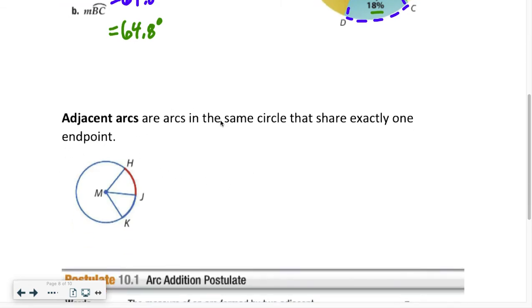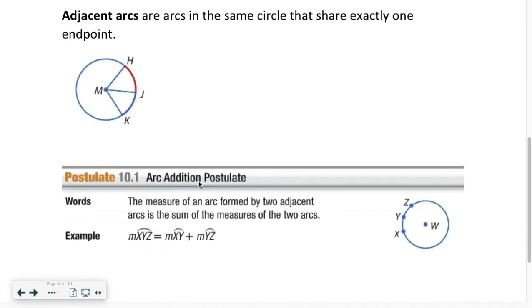Guys, adjacent arcs are arcs in the same circle that share exactly one endpoint. So HJ and JK share the endpoint J, so those would be considered adjacent arcs. And guys, the arc addition postulate, just like segment addition and angle addition, you can even picture this as angle addition. If you look here at these central angles in this diagram, measure of angle 1 plus measure of angle 2 would be the measure of angle HMK.